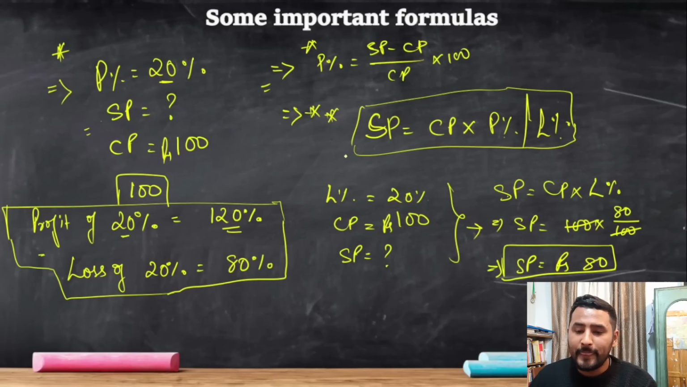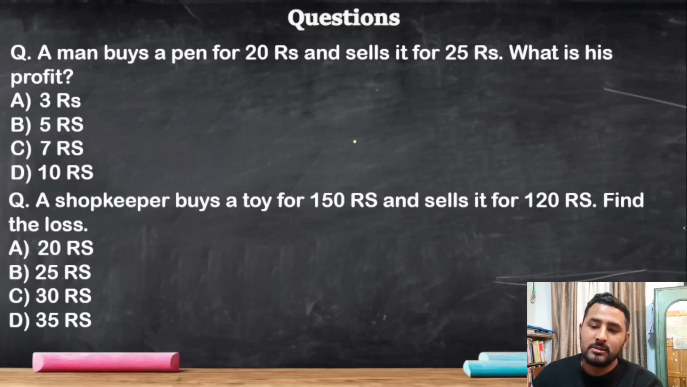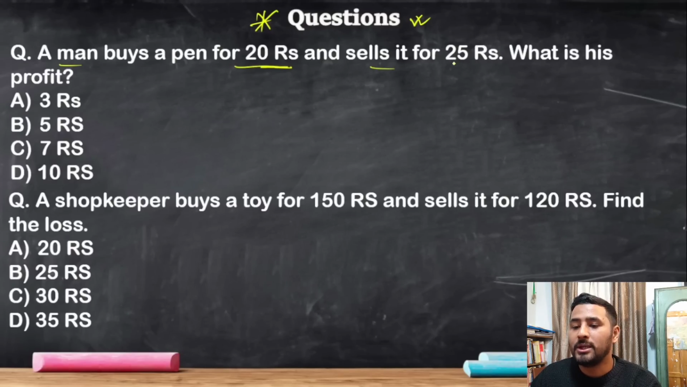Now let us go and start the questions. These are the questions which are very, very important that you should not miss. Don't skip it, just watch till the end so that you'll get the full idea of profit and loss. Now the question says: a man buys a pen for rupees 20 and sells it for rupees 25. What is the profit?